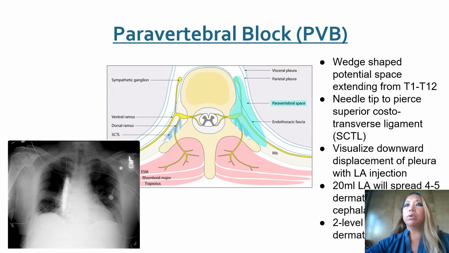20 cc's of local anesthetic will spread about 4 to 5 dermatomal levels, cephalad and caudad, and if you want greater dermatomal spread, you can do a 2-level injection. You can also do paravertebral blocks bilaterally, but of course you have to be cognizant of the total amount of local anesthetic being used.